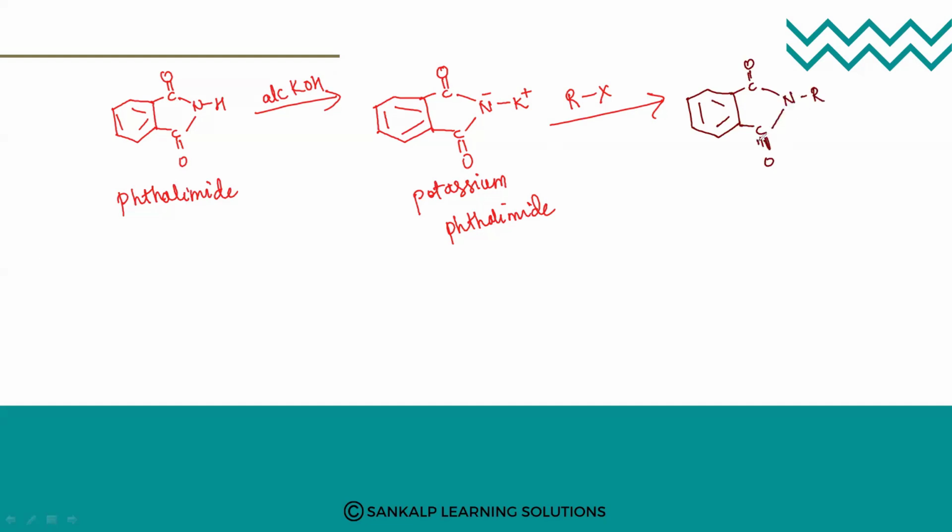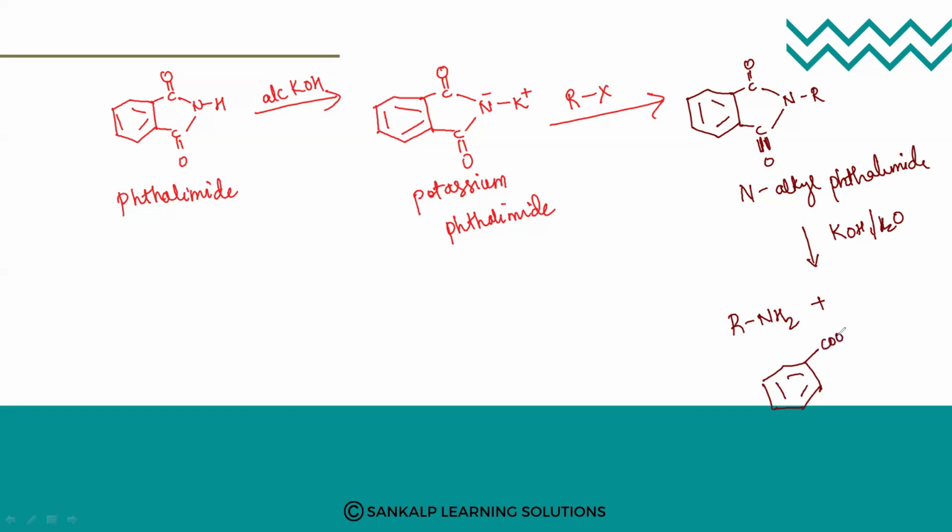So what is happening here? There is no K; K is replaced by the R. Now we got N-alkyl phthalimide. Again, I'm going to treat it with KOH. I'm going to do base hydrolysis, so let me take KOH in the presence of water. I'm going to get a primary amine, and I'm going to get potassium phthalate.